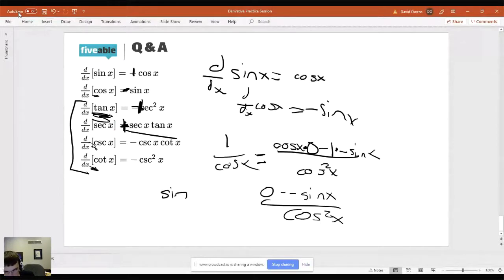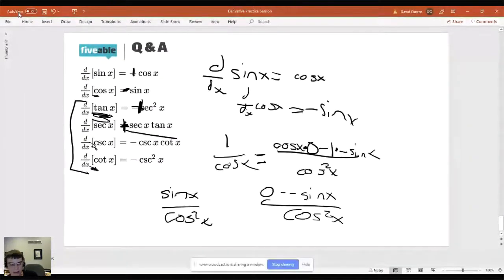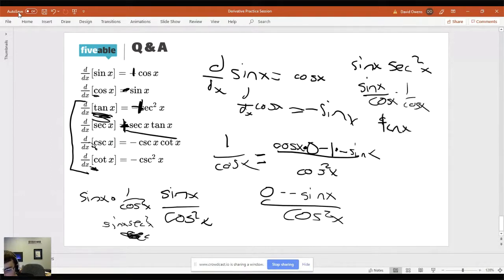So we've got 0 minus negative sine x over cosine squared x. So that is, of course, equal to sine x over cosine squared x. And if we simplify that, you can see that that's sine x times 1 over cosine x, which is, of course, equal to secant. So then let's move up here. So we've got sine x times secant squared x. And then if we look, that's really sine over cosine, so we can simplify that into tangent x secant x. Just like that.